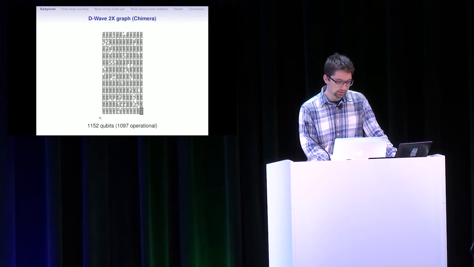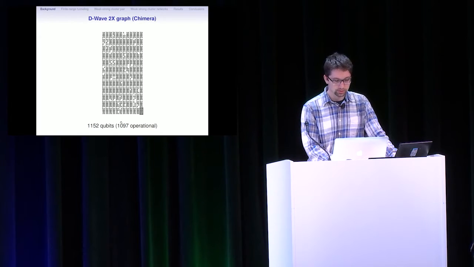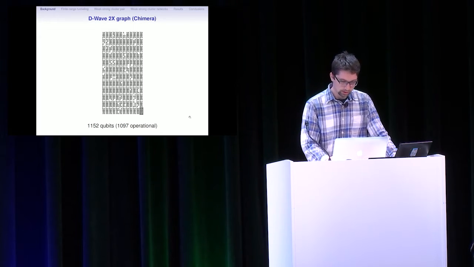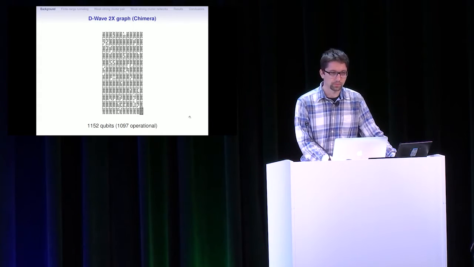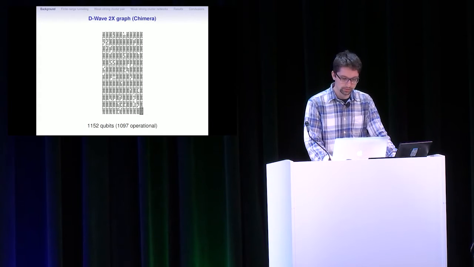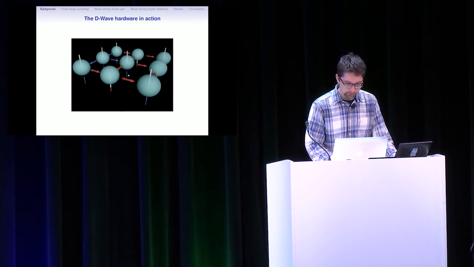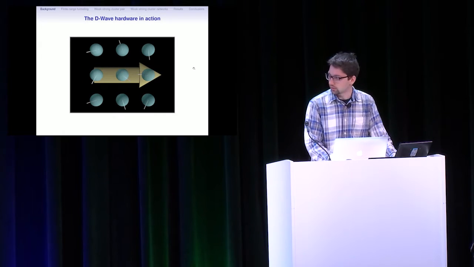So this machine has 1,152 qubits, but only 1,097 of them are operational because the yield of the manufacturing process is not perfect. I have a short video here to illustrate the operation of D-Wave.